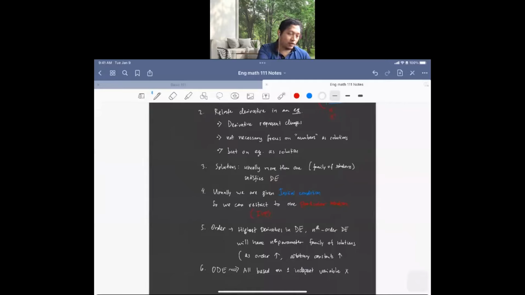So the next thing that we're going to discuss is actually the solution. What is the solution? I'm writing here. Usually the solutions are more than one that satisfy the differential equation. And then usually if you have some initial conditions, we can restrict the solutions to only one particular solution, or maybe two particular solutions. That can also be done.